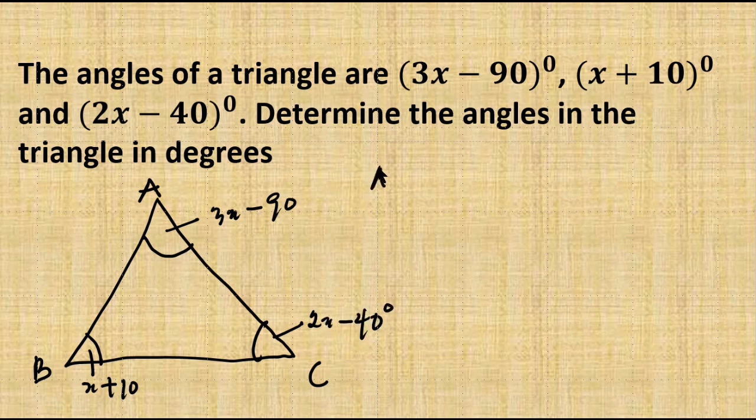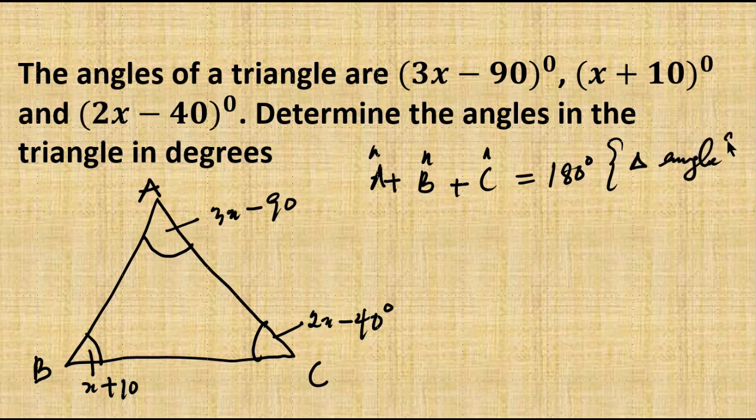Now, let's remember that the angle at A plus the angle at B plus the angle at C will be the same thing as 180 degrees. That's the sum of angles in a triangle. So I'll be writing 3x minus 90 plus x plus 10 plus 2x minus 40 equals 180.